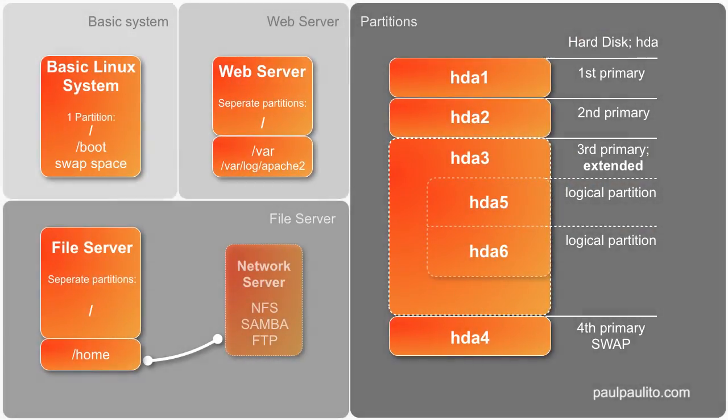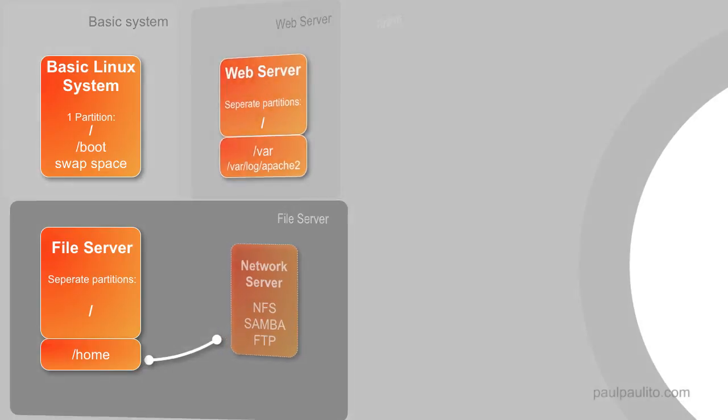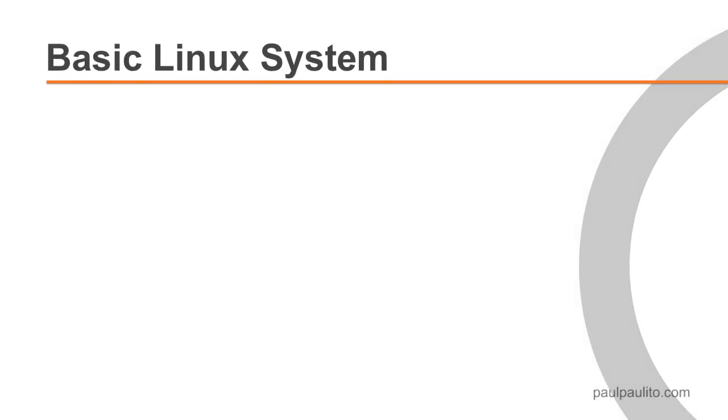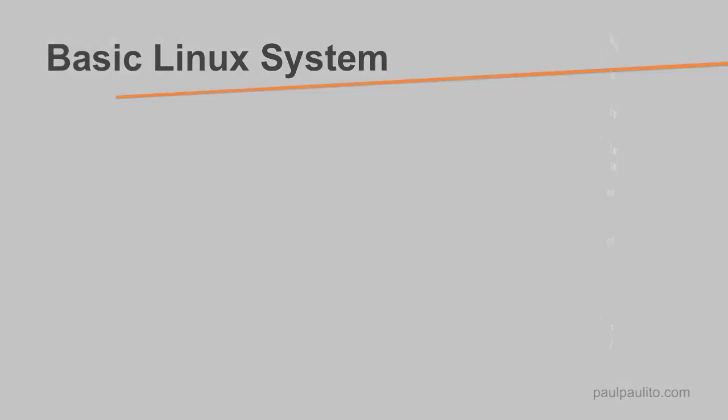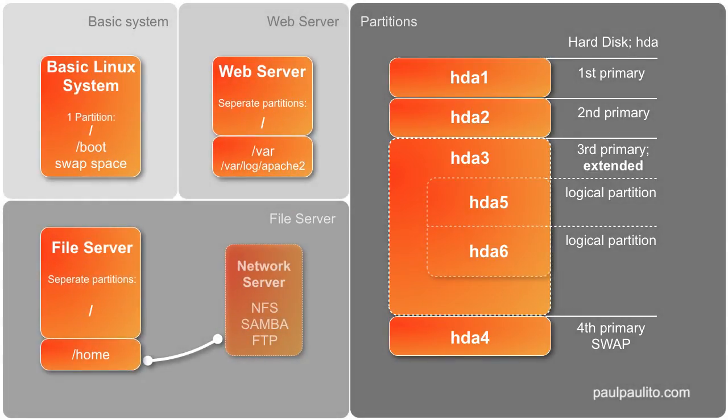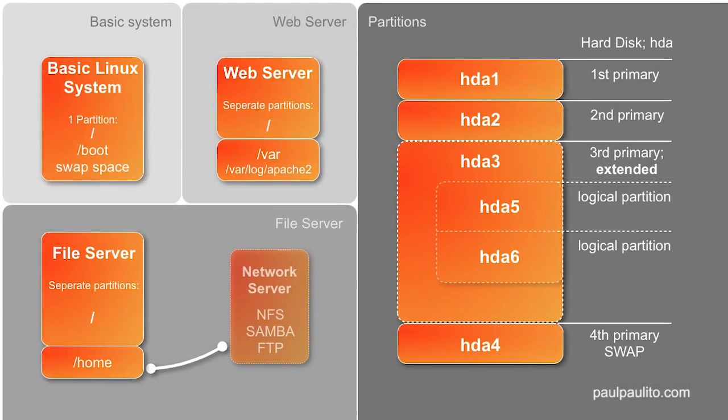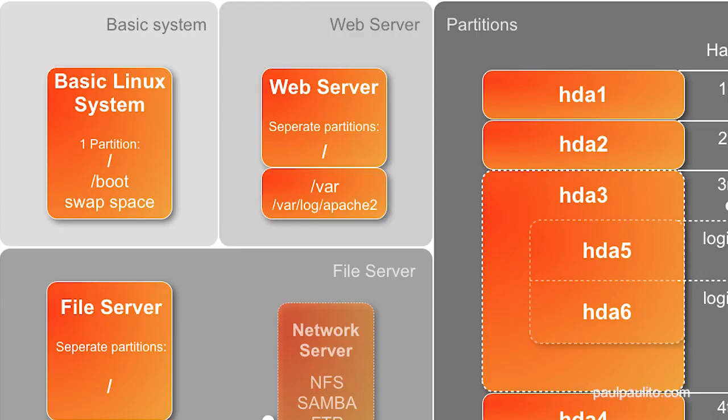LPIC expects you to know how to tailor the design of mount points to the intended use of the system. Here, we will discuss three different types of Linux systems. Let's start with the basic system. Newer Linux distributions often have a default installation routine. If accepted by the user, at least 3 partitions or volumes are created.